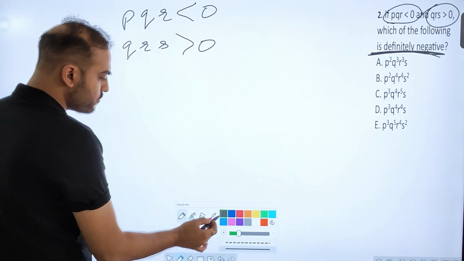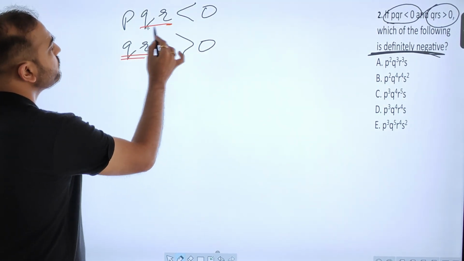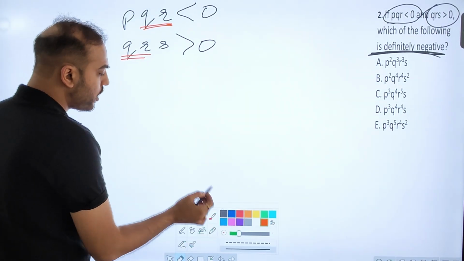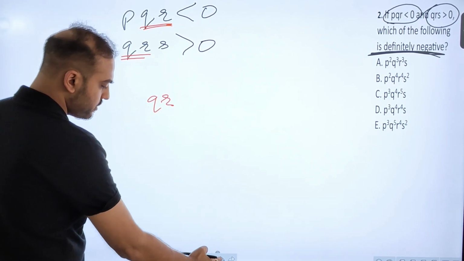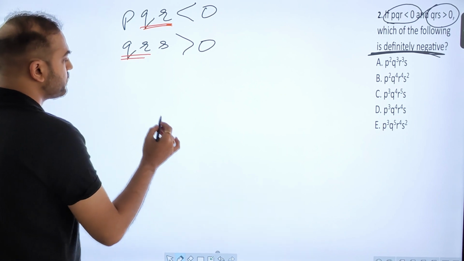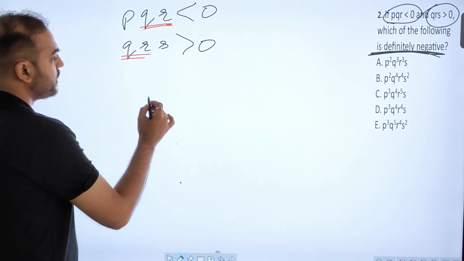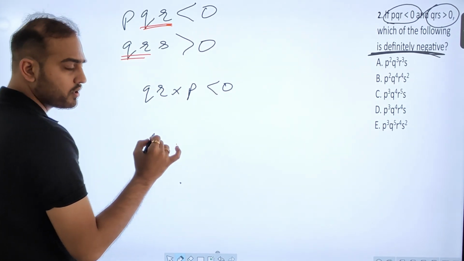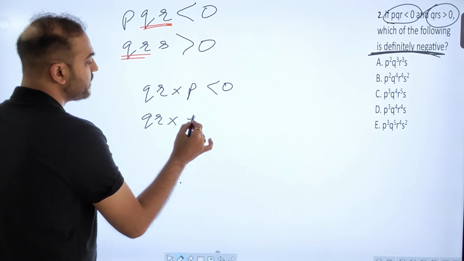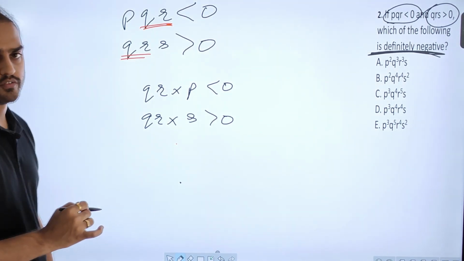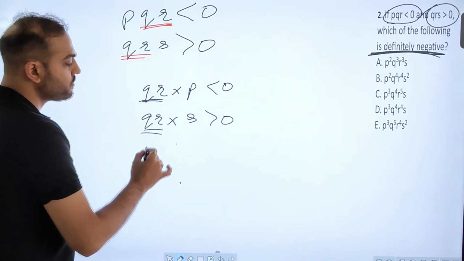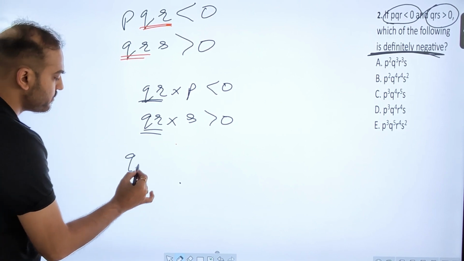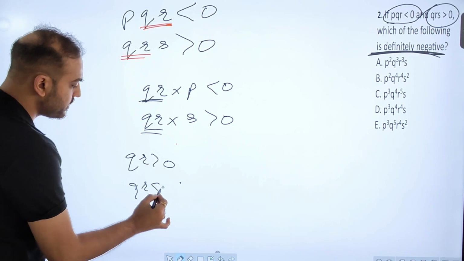Now if you observe one thing, both the terms have Q and R in them. When this Q and R is multiplied by P, it becomes negative. And similarly, when this Q and R is multiplied by S, it becomes positive. Now, I don't know whether QR is positive or negative, but it will have the same sign in both places. QR can be positive or QR can be negative.